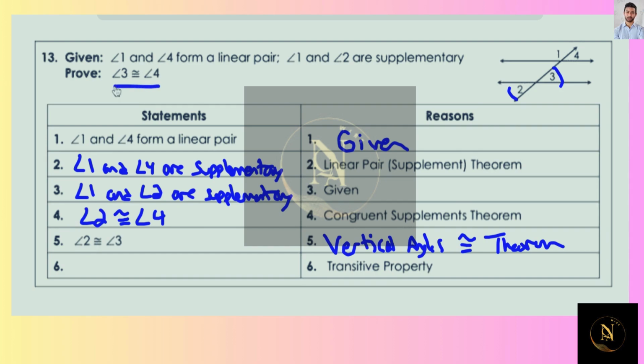Plus, you should always want to end a proof with exactly what you wanted to prove. We wanted to prove that angles 3 and angles 4 are congruent, and we can do that because they're both congruent to angle 2. That is transitive.